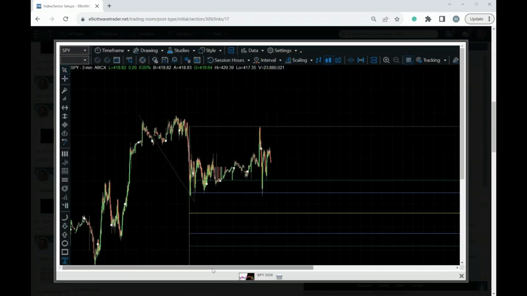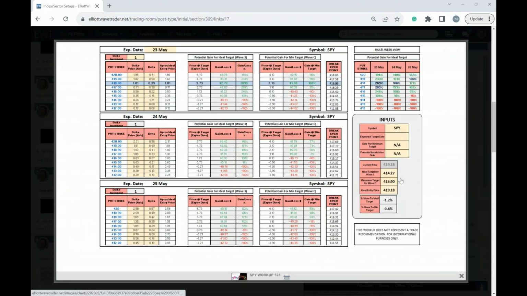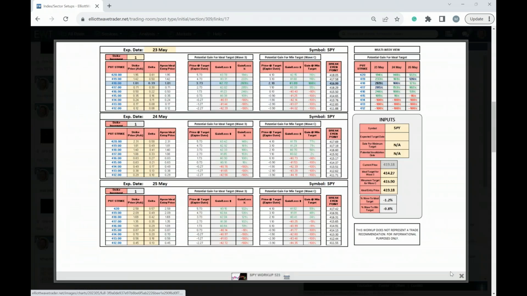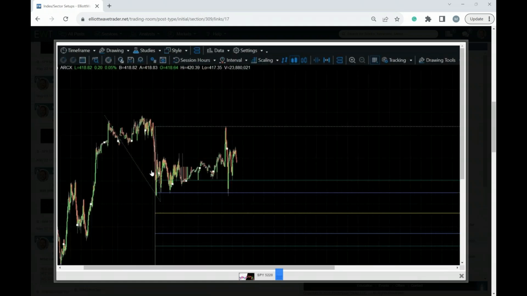So going back to our chart, 414.27 was the 161.8, and 414.90 was the 123.6. I used that because we already had this 1-2 down. We had this 1-2, 1-2, which already went to the 76.4. So at this point, if we're going to move lower, we're likely going to break through that 100 extension and hit at least the 123.6. So that was the minimum target.